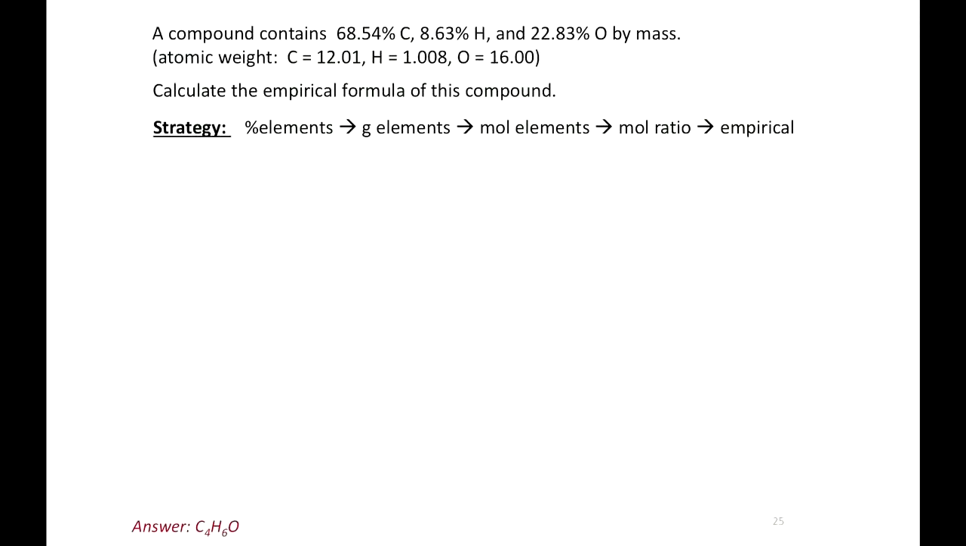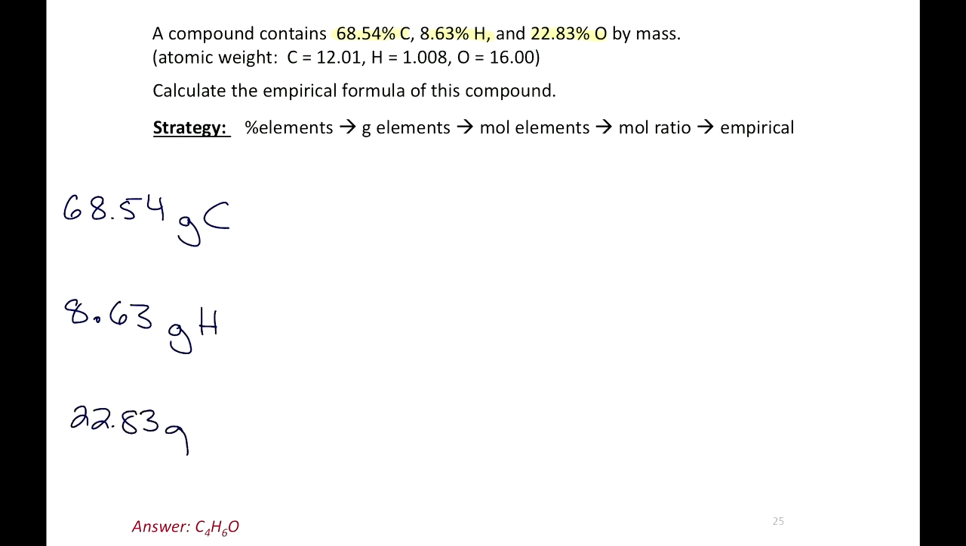All right, so I'm going to set the next question up here. All right, so we have a compound. It contains carbon, hydrogen, and oxygen by mass percentages. So I have the strategy written here. We want to go from percentages to gram amounts, grams to moles, and then that mole ratio. So how are we going to first start this? We want to turn those percentages into grams. So what am I going to write? 68.54 grams of carbon, 8.63 grams of hydrogen, and then 22.83 grams of oxygen.